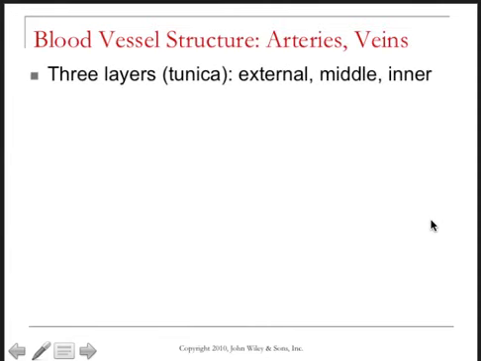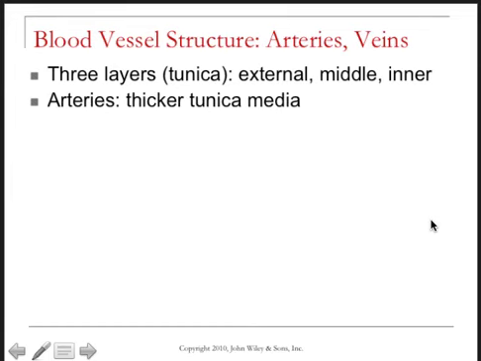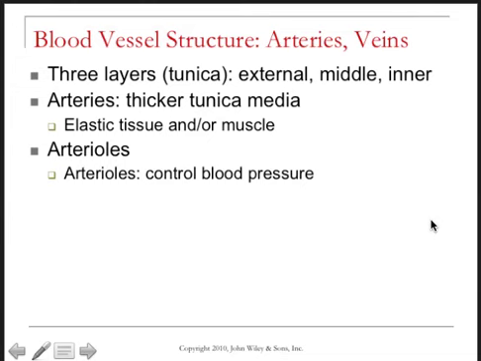Now, all blood vessels have three layers with the exception of the capillaries, and these three layers are the tunica externa, the tunica media, and the tunica interna. The arteries have a thicker tunica media. It contains a lot of elastic tissue and smooth muscle, while the arterioles are a little bit smaller than the arteries. They are where the control over blood pressure is exerted due to two factors.